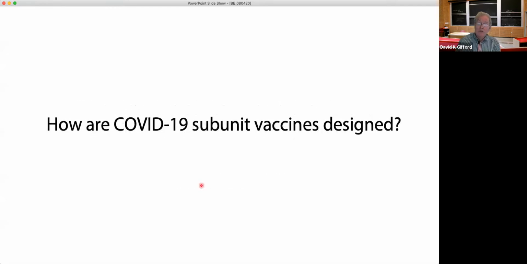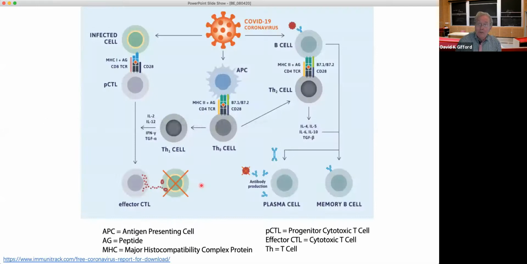Let's turn to the next question then, which is how are COVID-19 subunit vaccines designed? In order to approach this, let's just begin with some review of immunology and how COVID-19 is treated by our immune system. Because what we would like is for a vaccination to, in essence, replicate the immune response that we would see from the COVID-19 virus itself.